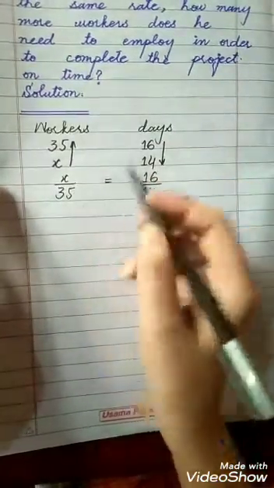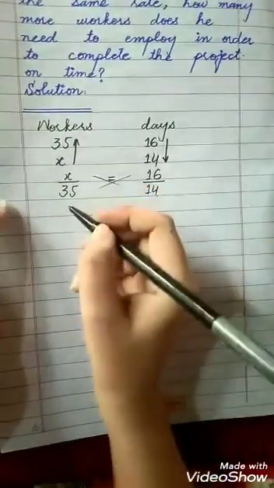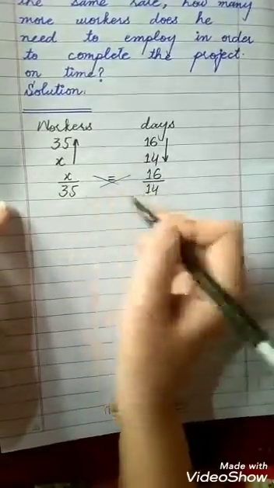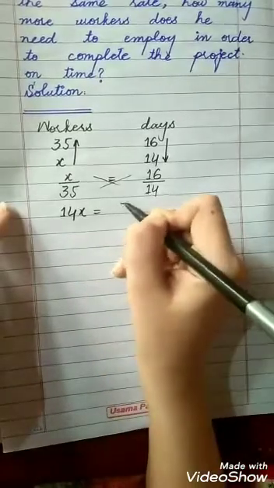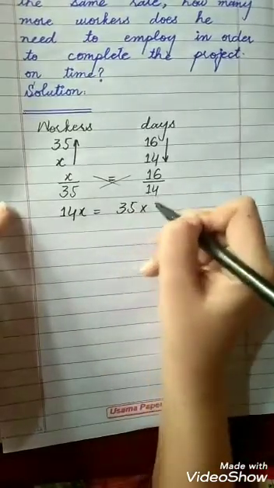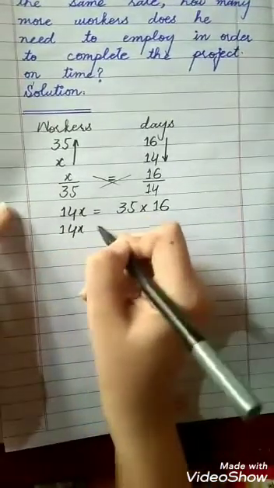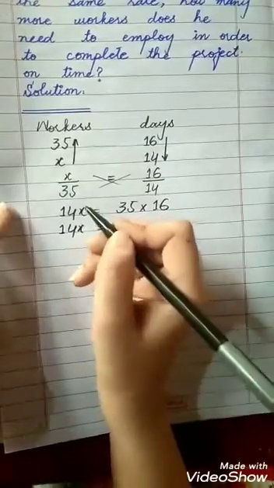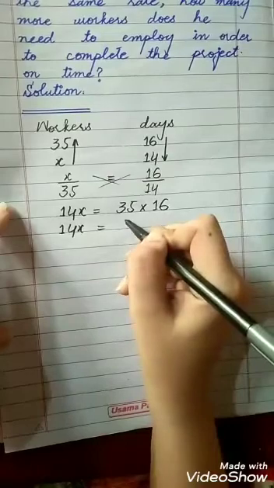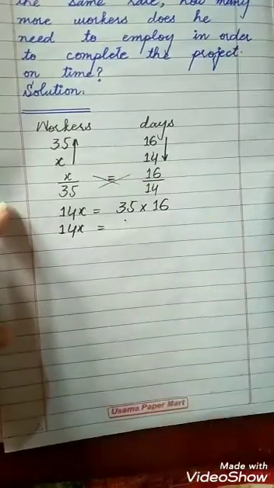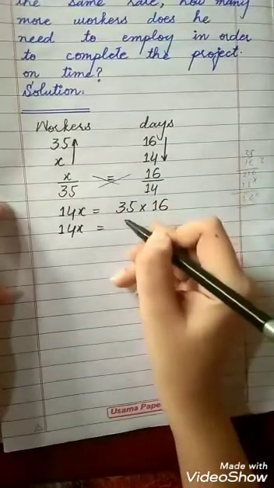Now students, we have to cross multiply them. By cross multiplying, what we got: 14x is equal to 35 multiplied by 16. That will be 14x is equal to, after 35 multiplied by 16, we got, yes, after multiplying we got 560.